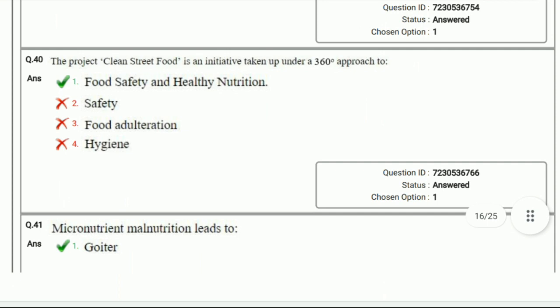Next question, the project Clean Street Food is an initiative taken up under a 360-degree approach to. So the answer is the common and a very easy answer, food safety and healthy nutrition. To promote food safety, to promote public health, we need to have clean street food.